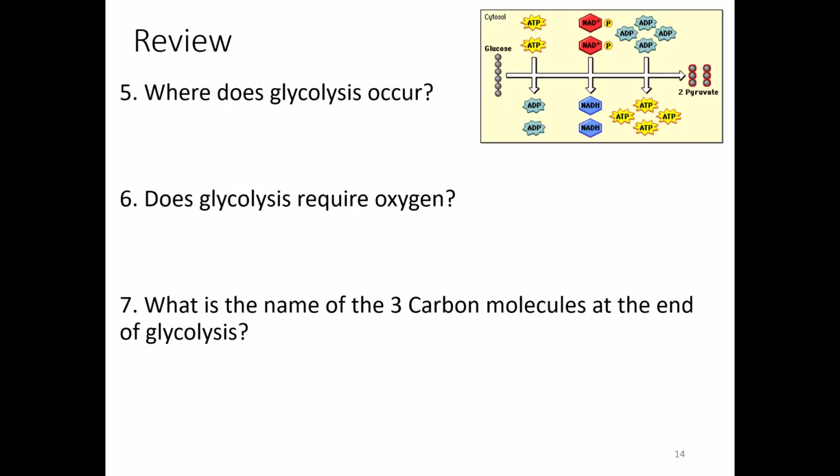So let's review. Where does glycolysis occur? Glycolysis happens in the cytoplasm. Number 6, does glycolysis require oxygen? No, glycolysis does not require oxygen. And number 7, what is the name of the 3-carbon molecules at the end of glycolysis? That would be pyruvate.